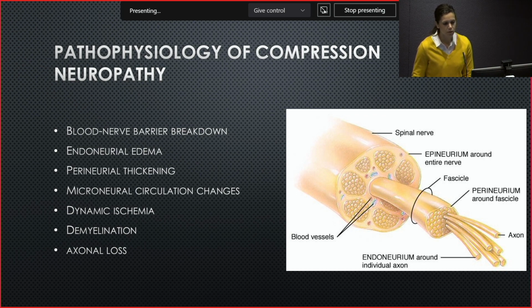These changes aren't uniform across the nerve. What we see instead is that the location of degeneration depends on how the fascicles are arranged within the nerve. So in carpal tunnel syndrome, the superficial fascicles of the nerve are to the long and ring finger, and that's where patients often experience numbness first.